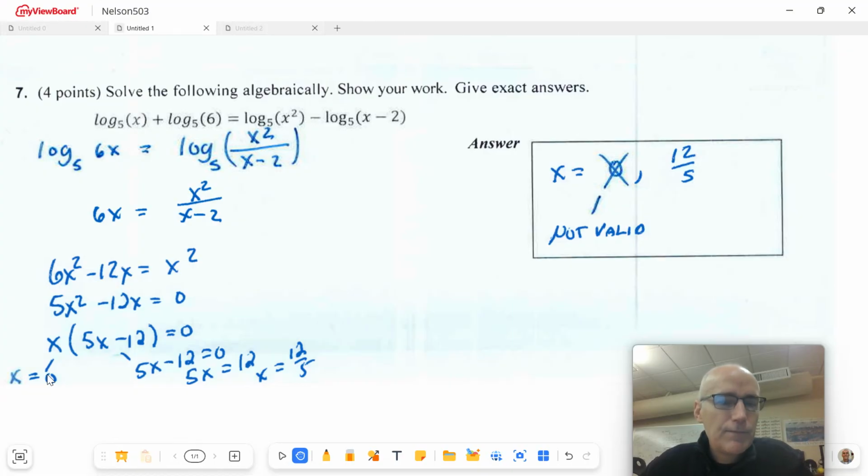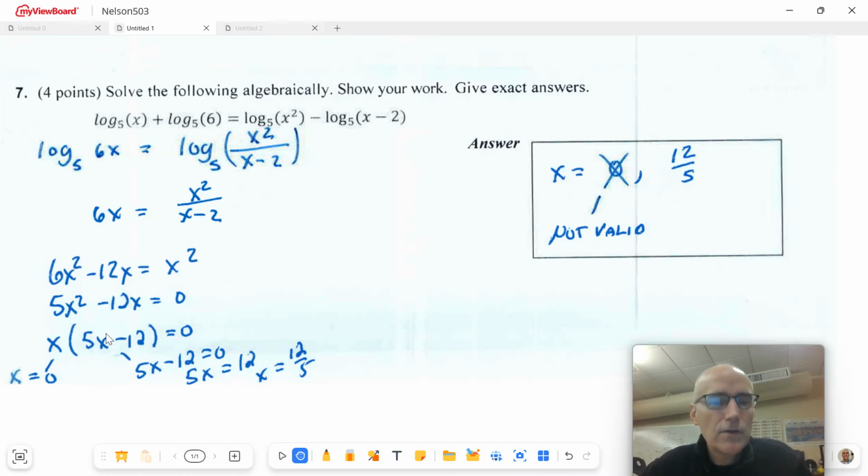0 is an extraneous solution, because if you stick 0 back here, you can't take 5 to a power and get 0. No can do, right? So you always want to check these answers when you get them, and then don't include the one that doesn't count.